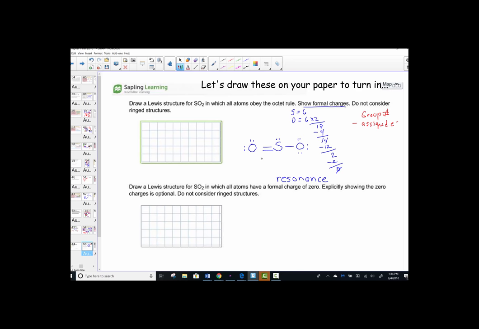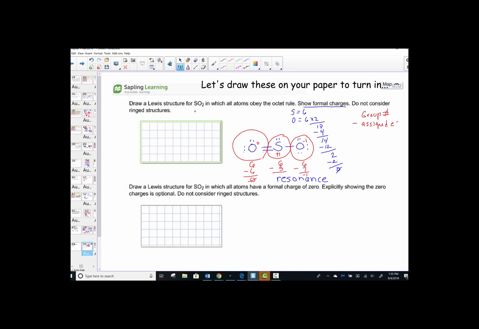Draw a circle around the atom. Oxygen lives in group 6A. It has 1, 2, 3, 4, 5, 6 electrons assigned to it. It's looking good. Draw a circle around this atom. Sulfur also lives in group 6. 1, 2, 3, 4, 5 assigned electrons. It has a formal charge of plus 1. How about this oxygen? Also lives in group 6. 2, 4, 6, 7 assigned electrons, I have a formal charge of minus 1.